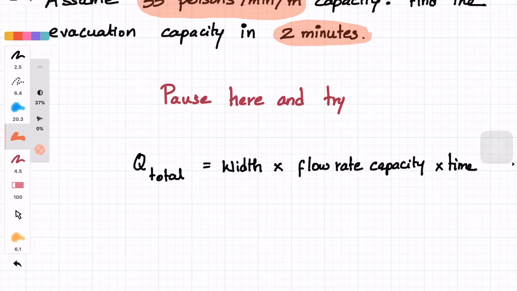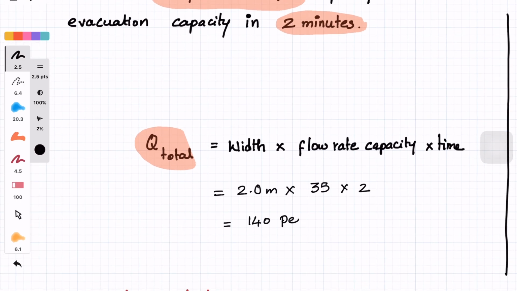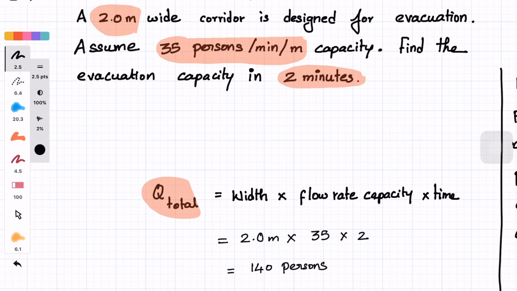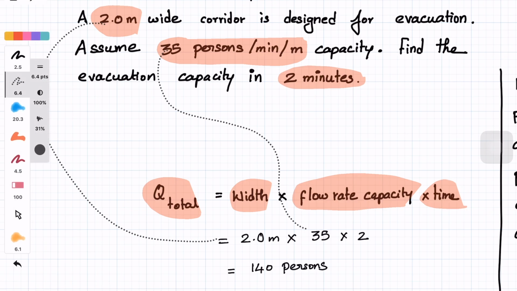The formula is Q total equal to width into flow rate capacity into time. Here the width given is 2.0 meters, into flow rate capacity given as 35, time is 2 minutes, which is equal to 140. I repeat, total flow Q total equals width of the corridor into flow rate capacity into time. As per the given data, the width of the corridor is 2 meters, capacity is 35 and time is 2, so we are getting 140 persons.